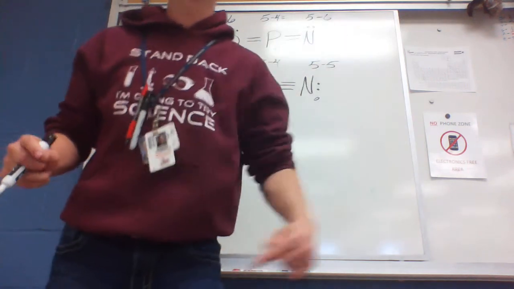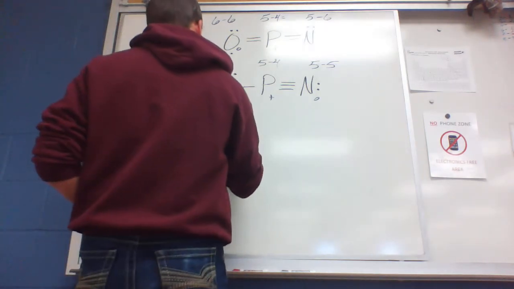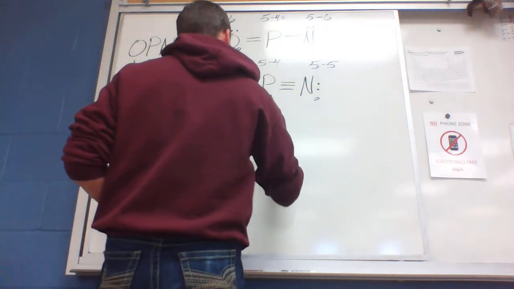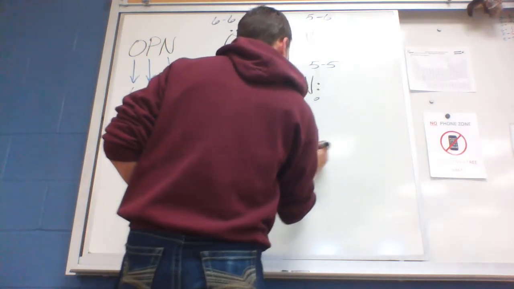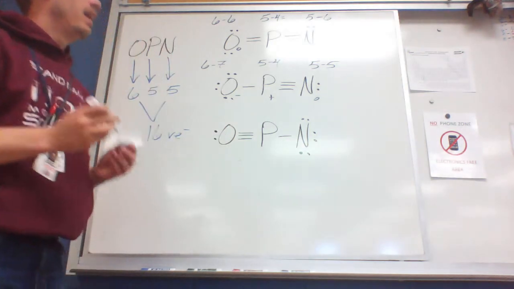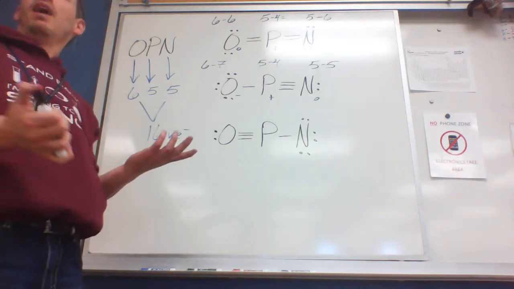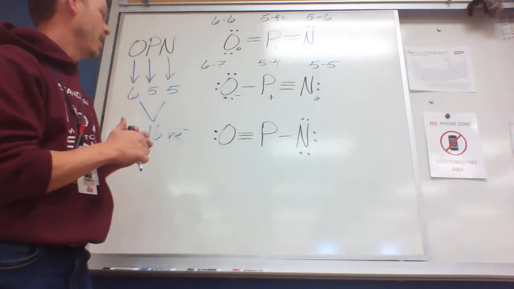There's another structure. Does anybody see another way I could draw this? Yes, the exact same, put the 3 on top. So there's 3 resonance structures. That last one looks sad, it's trash. But maybe it's not. Let's check formal charge.